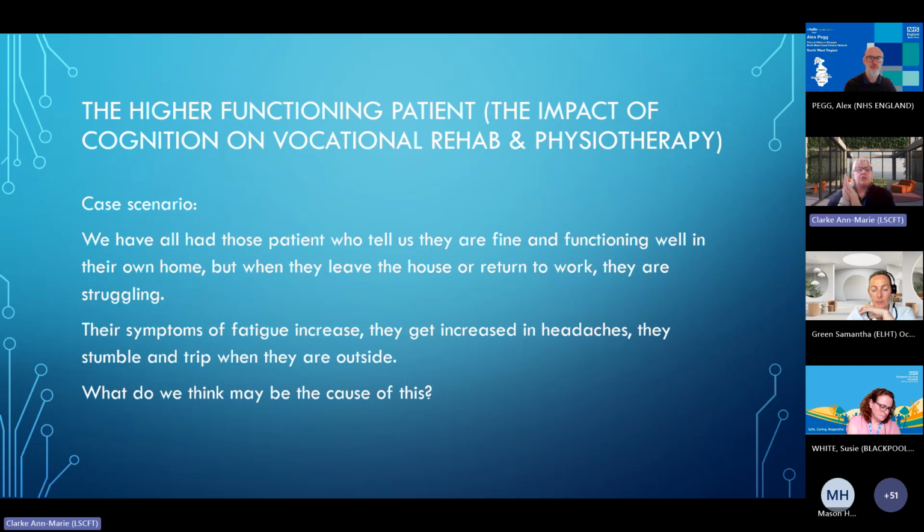So thinking about the patients at the other end of the scale now, those higher functioning patients, and the impact of cognition on vocational rehab and physio. We've all had those patients who tell us they're fine, functioning well in their own home. When they leave the house or return to work, they find that they're struggling. The symptoms of fatigue increase, they get increased headaches, they stumble and trip when they're outside. So what do we think the cause of this might be?